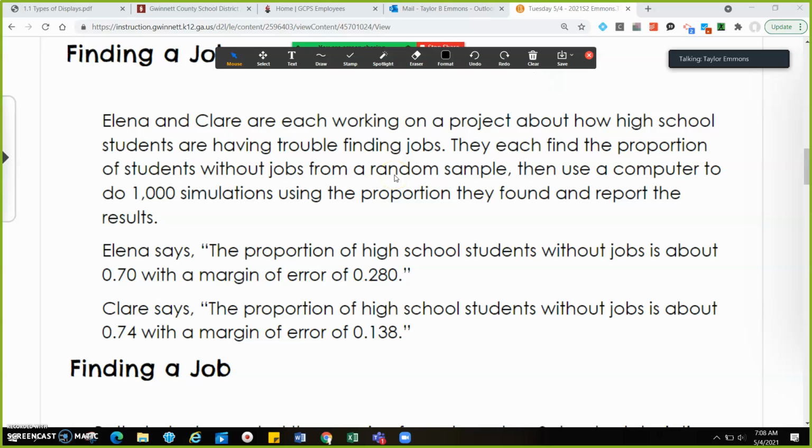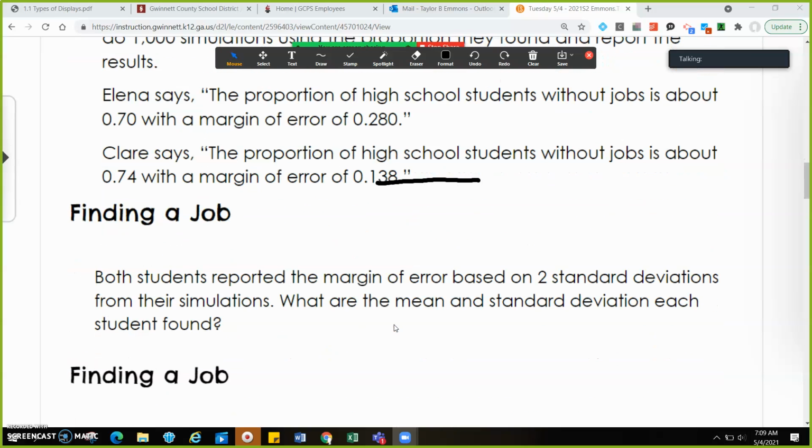So it says, Elena and Claire are each working on a project about how high school students are having trouble finding jobs. They each find, then use a computer to do 1,000 simulations using the proportion they found and report the results. Elena says the proportion of high school students without jobs is about 0.7 with a margin of error of 0.280. Claire says the proportion of high school students without jobs is about 0.74 with a margin of error of 0.138. Both students reported the margin of error based on 2 standard deviations from their simulations. What are the mean and standard deviation of what each student found?